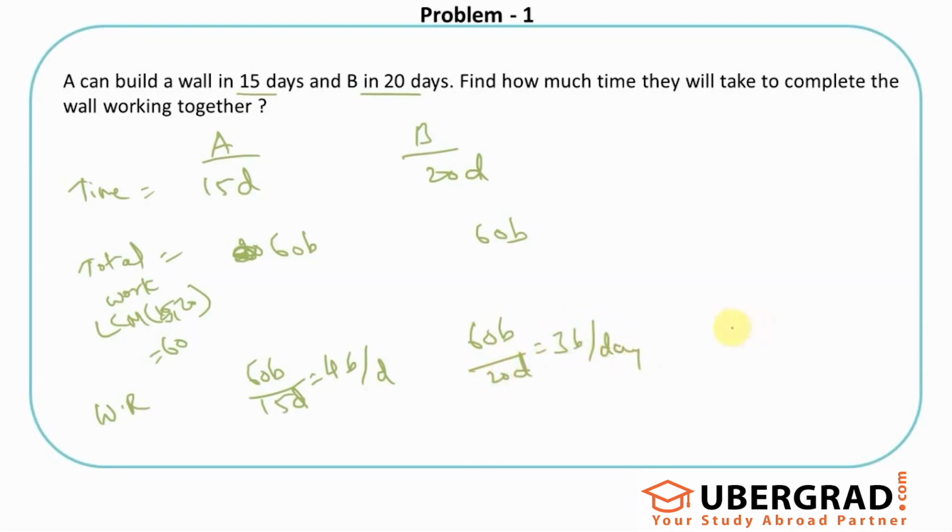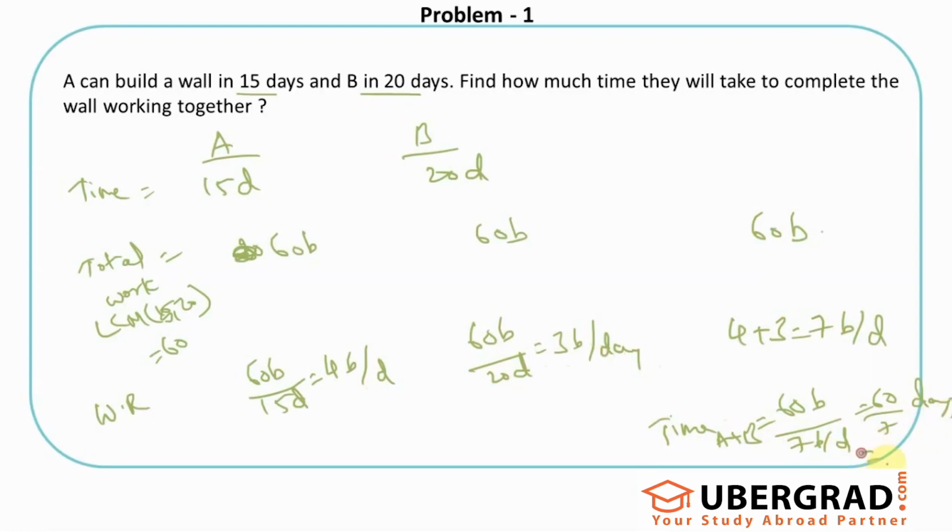When they work together, it's basically putting 7 bricks per day, and the work to be done is still 60 bricks. So the time they will take together, 60 bricks to be put at the rate of 7 bricks per day, will be 60 by 7 days. This will turn out to be approximately 8 point something, 8.57. So this is how you'll solve this.